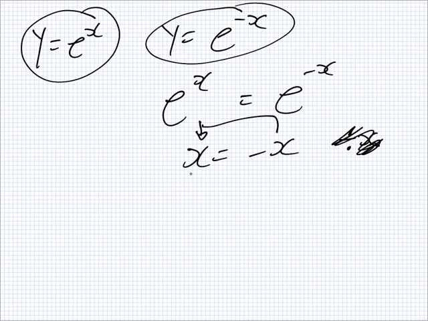Now, if I bring that over, x plus x, 2x equals 0. So what must x be? 0. And this is why dividing by x is wrong, because not only could x be 0, it actually was 0. And this is why it was wrong too.